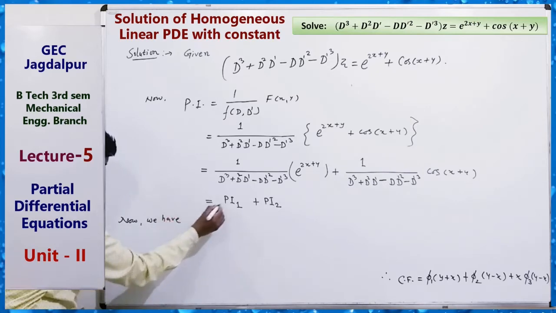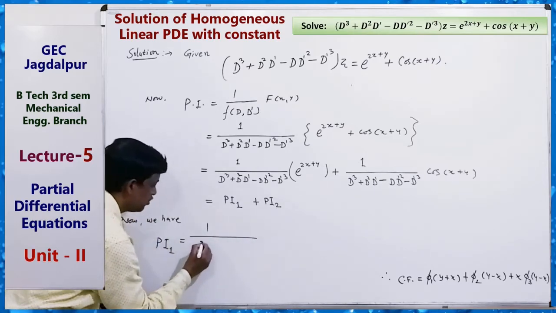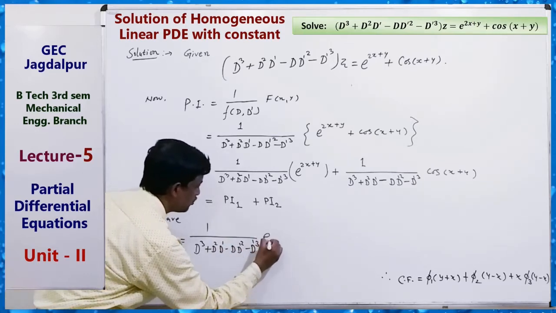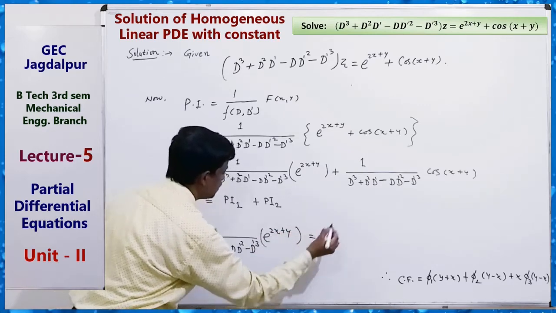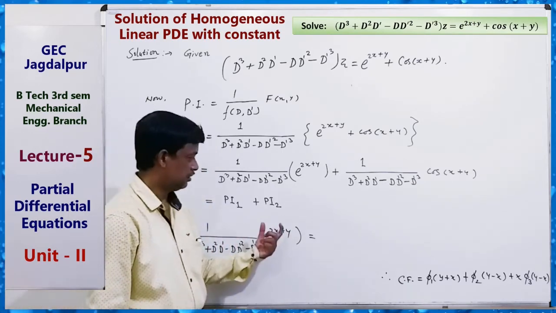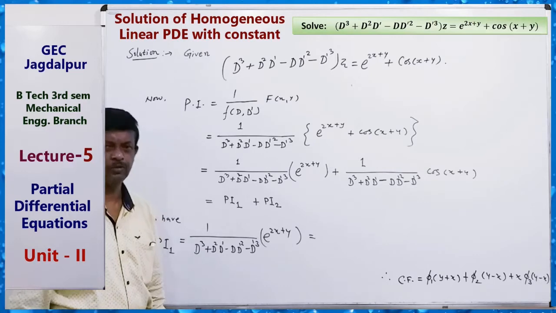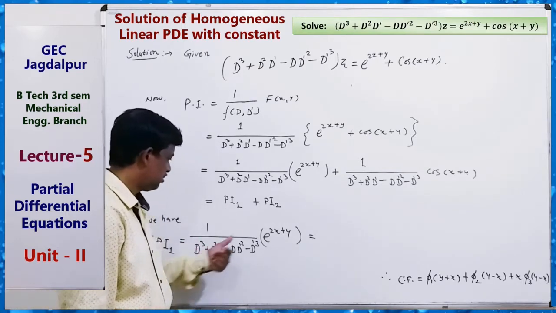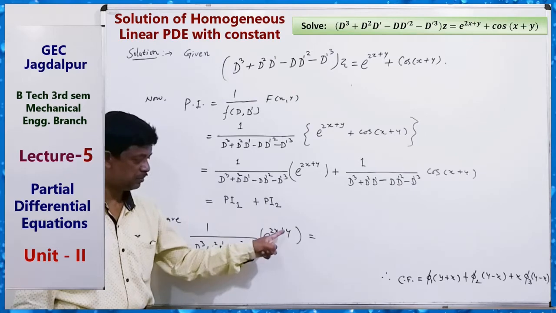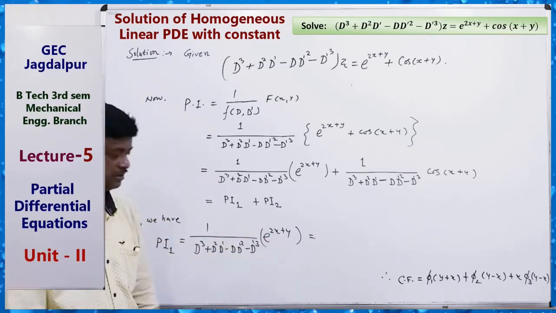Now we have the first part, particular integral 1 equals to 1 upon (D³ + D²D′ − DD′² − D′³) e^(2x+y). Which method can be used for this? We know it is our e^(ax+by) method. For e^(ax+by), if f(a,b) is not 0, then we can apply it. Just put a in place of D, that is 2, and b in place of D′, that is 1. If this is not 0, then just put the value and e^(2x+y) is as it is.